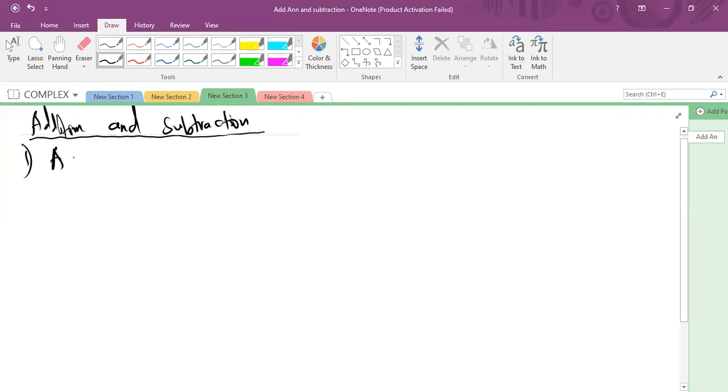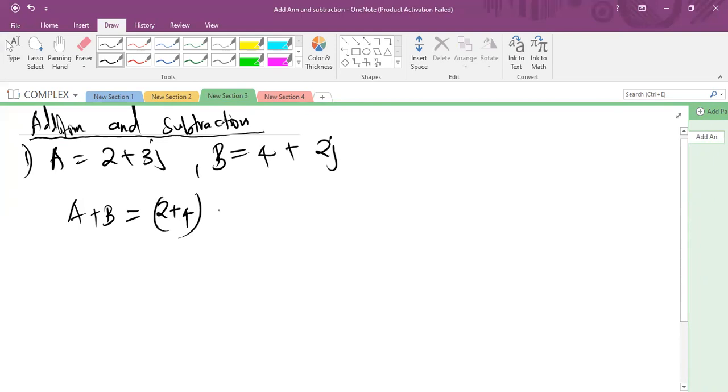So let's say we have a is equal to 2 plus 3j and b is equal to 4 plus 2j. What is a plus b? So a plus b basically entails you adding the real part of a to the real part of b, that is 2 plus 4, plus the imaginary part of a to the imaginary part of b. So that is 3j plus 2j, and that gives 6 plus 5j.